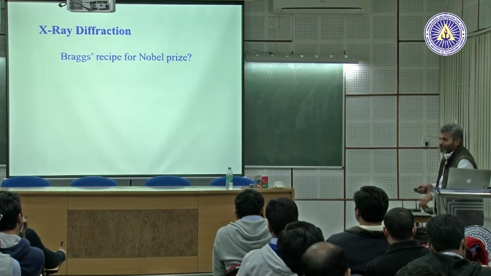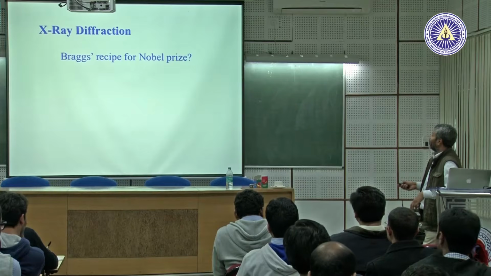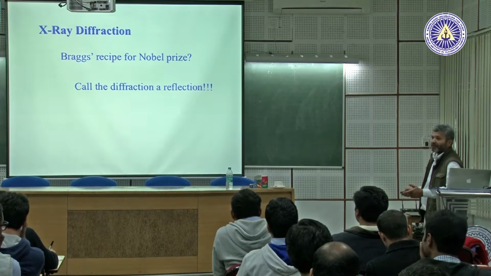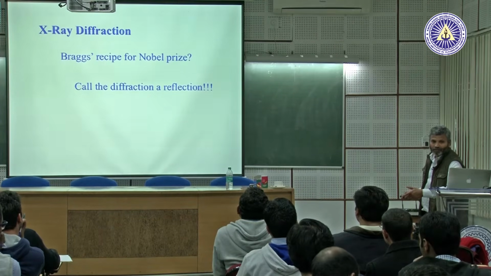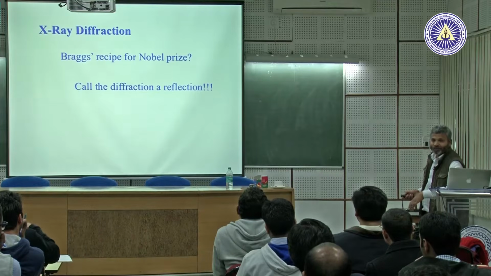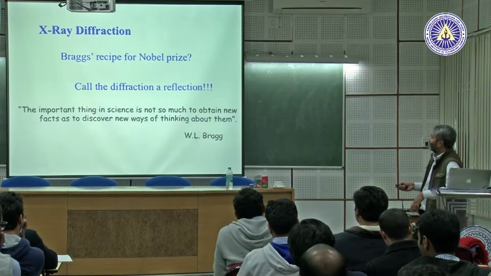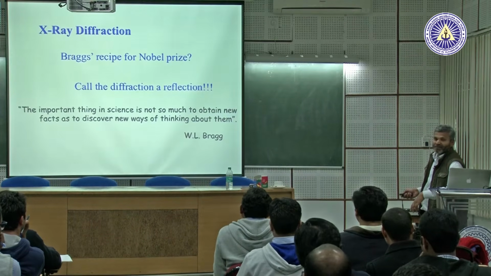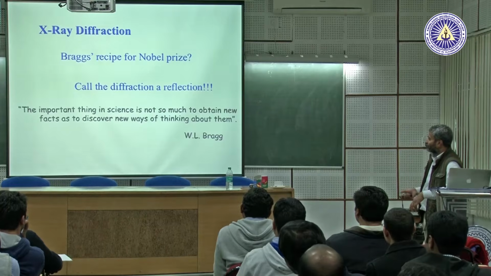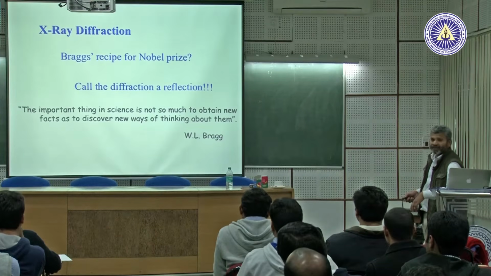So, Bragg's recipe for the Nobel Prize: how did he get the Nobel Prize? By calling diffraction a reflection. If you change the name, you get the Nobel Prize. And this is his statement, this is his quote. So, he didn't discover.